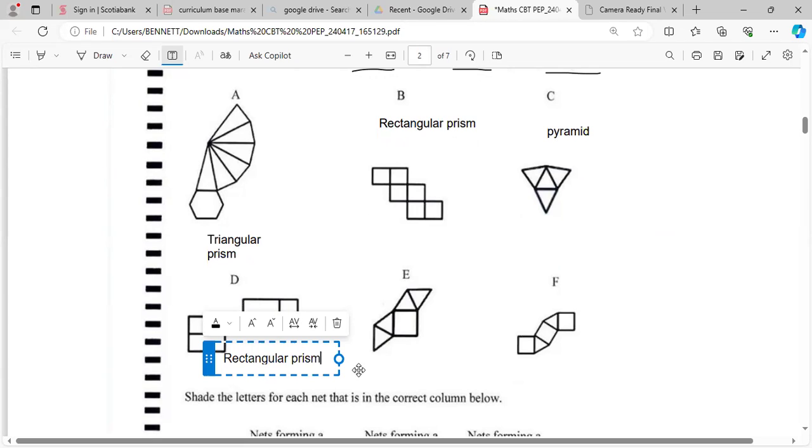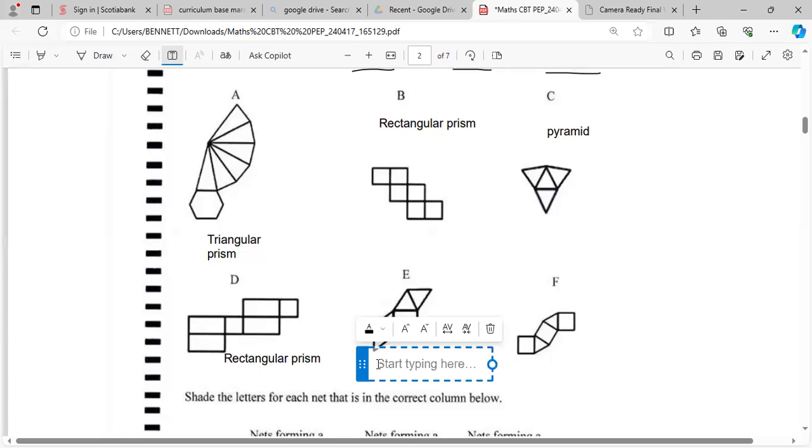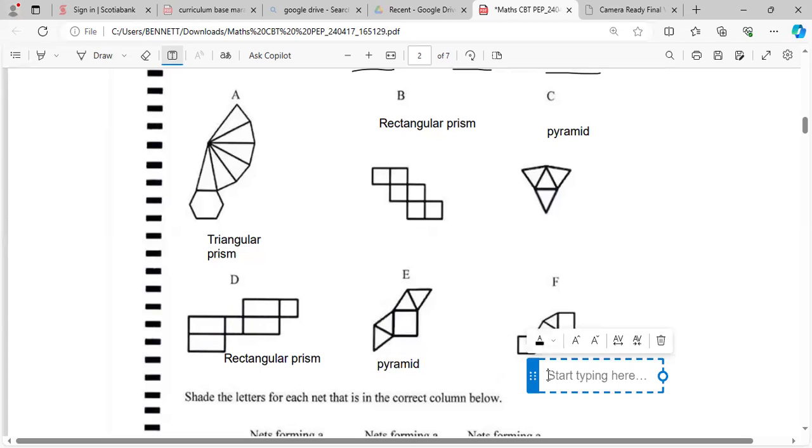What about F? For E, sir, I got pyramid. Oh, E, yeah. Sir, no, ABC, no. I say F. Sorry about that. For E, I got pyramid again. Okay. Alright, so for F, I got triangular prism. Triangular prism.